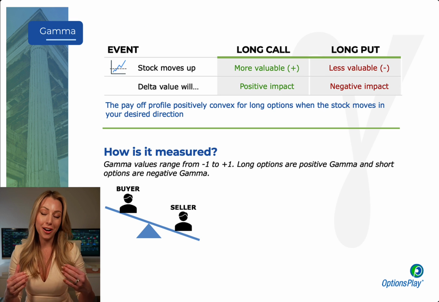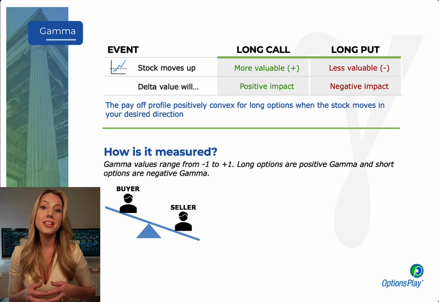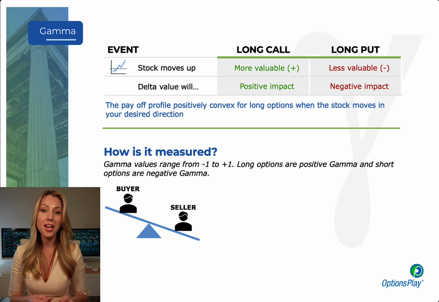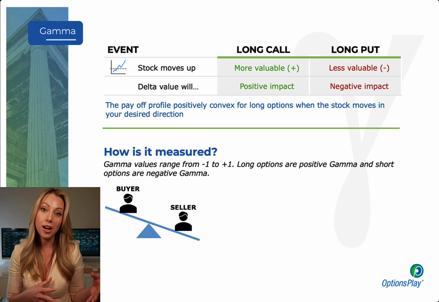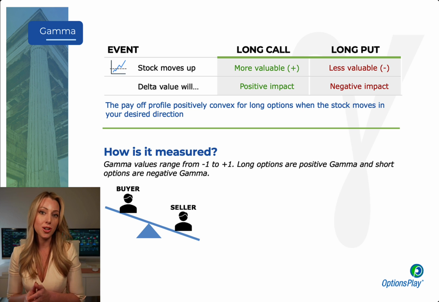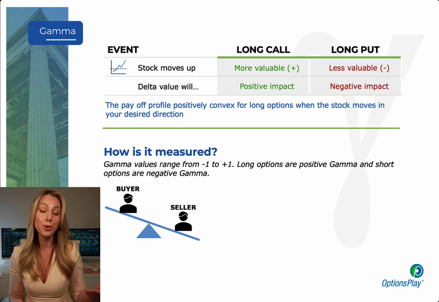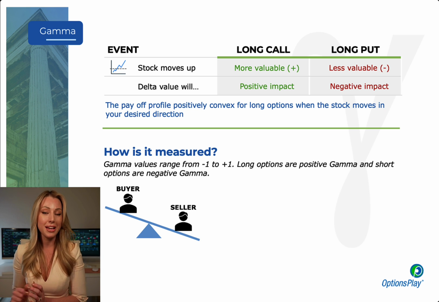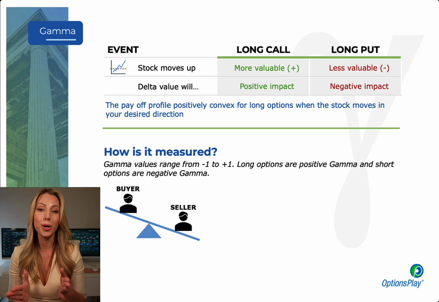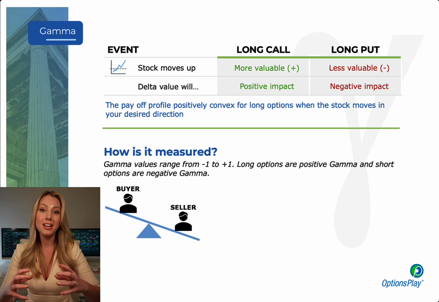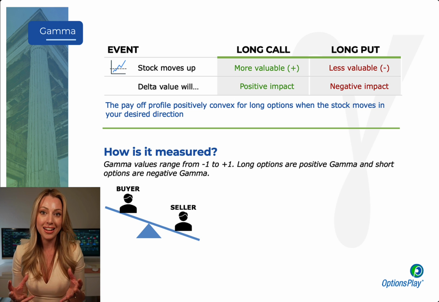Now, if we look at our events once more with the long call and the long put, as the underlying security moves in our desired direction, so moves up, that will have a positive impact on the long call. And as it moves in the desired direction of the long put, move down, that has a positive impact on the long put. So that is why gamma is positive for long options and negative for short options, because it gives us acceleration, or the convexity is positive when it moves in our desired direction.